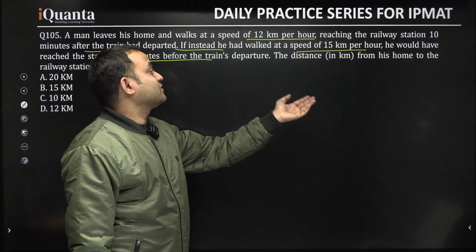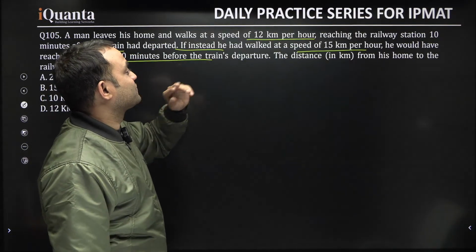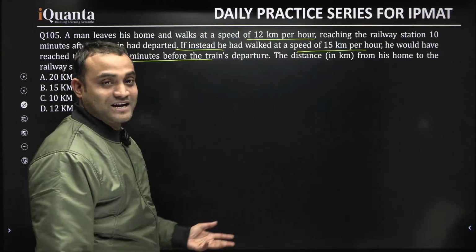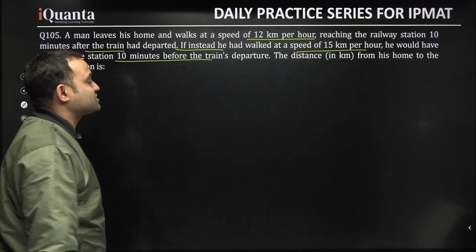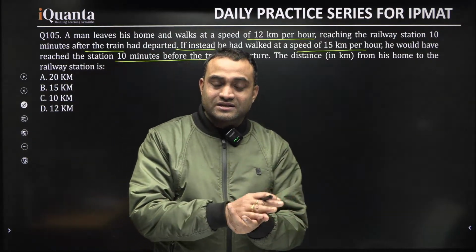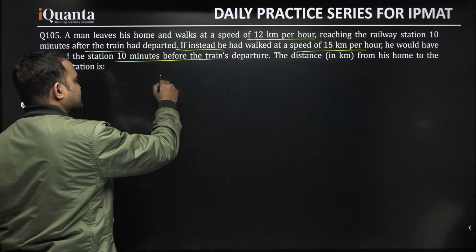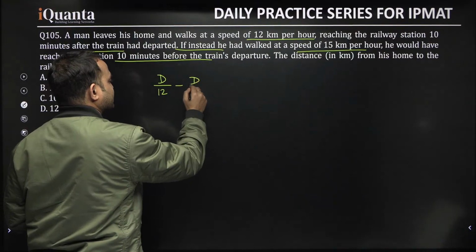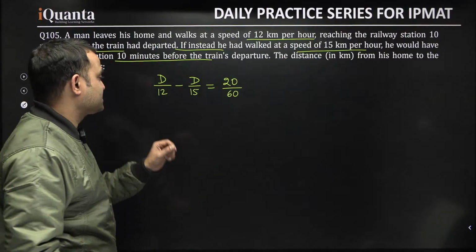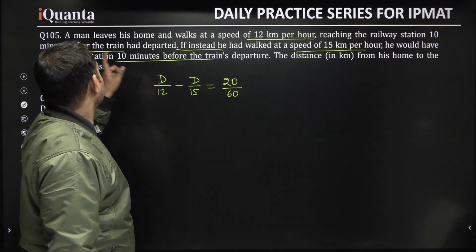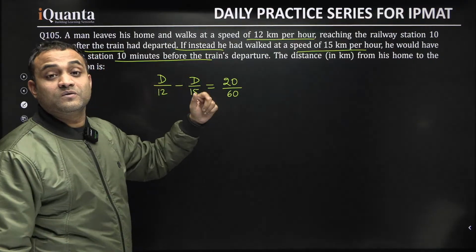So, if he is walking at 15 km per hour, I don't know what his mode of travel was when he was going at 12 km per hour, it's slower than even walking. Now, the distance from his home to the railway station is, so 10 minutes late and 10 minutes early. The difference between these two times is 20 minutes. So we can say d upon 12 minus d upon 15 will be 20 minutes. So 20 minutes or 20 by 60 hours. This is the time taken by the man at 12 km per hour, and this is the time taken at 15 km per hour.